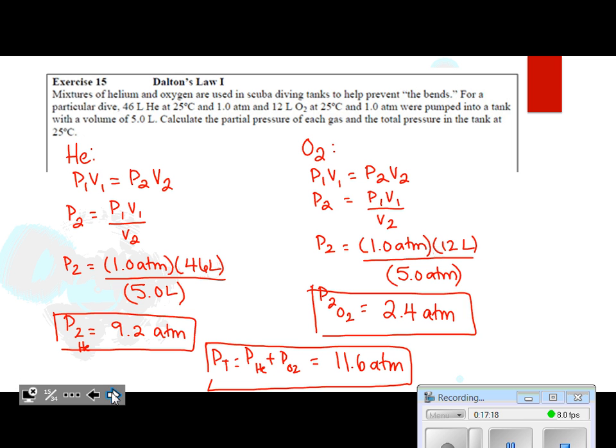You can certainly use PV equals nRT for both gases, and then for the total mixture container, but that's just a lot of work that's ultimately going to give you the same answer. And when time is of the essence, you want to move quickly and be right.